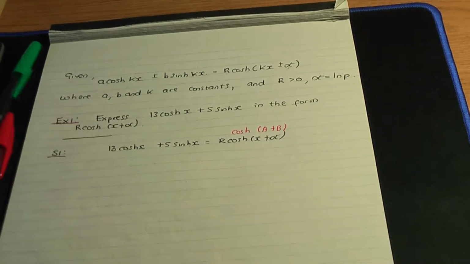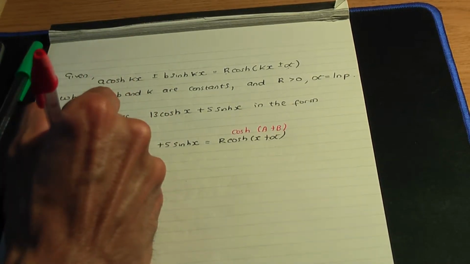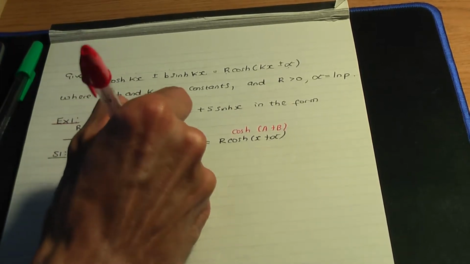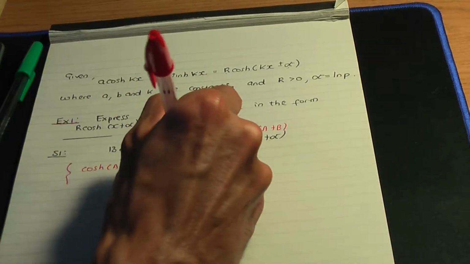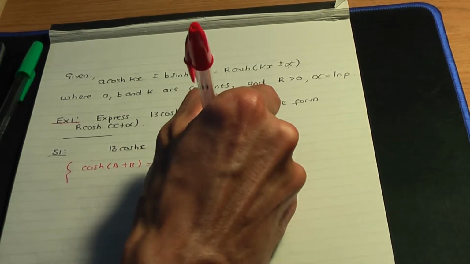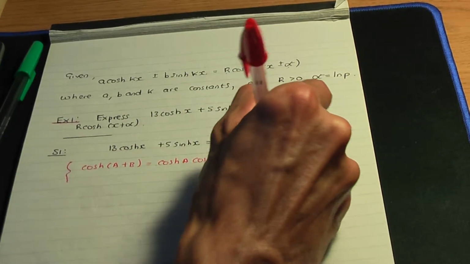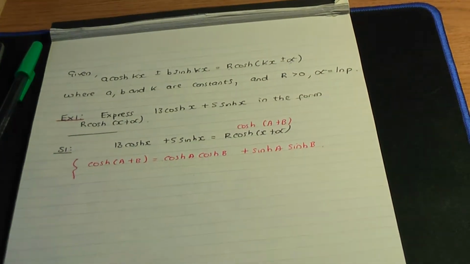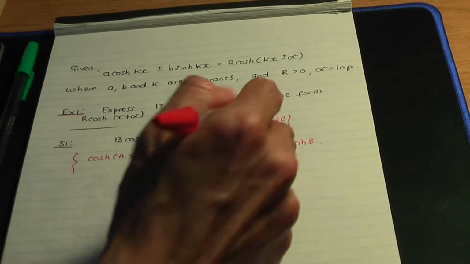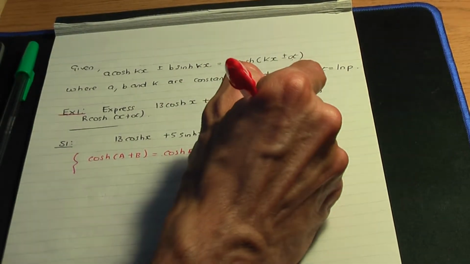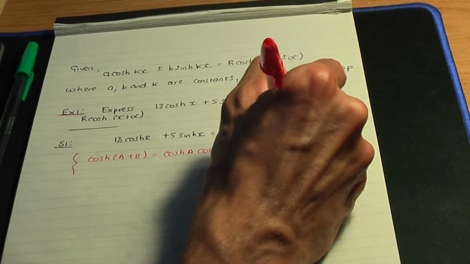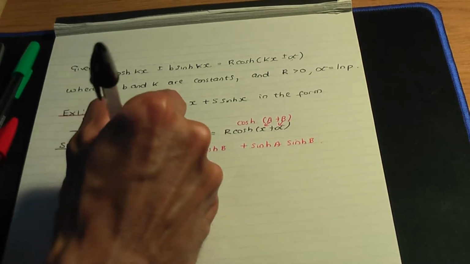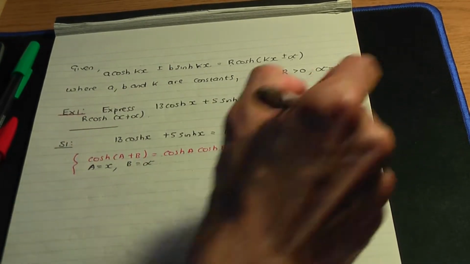Let me remind you of that identity. So let me take this red pen again. So as a side note, hyperbolic cos a plus b has the form hyperbolic cos a hyperbolic cos b plus hyperbolic sine a hyperbolic sine b. Okay, so that is the identity. So if we make the comparison here, a is x and b is alpha. So a here is x, b here is alpha.